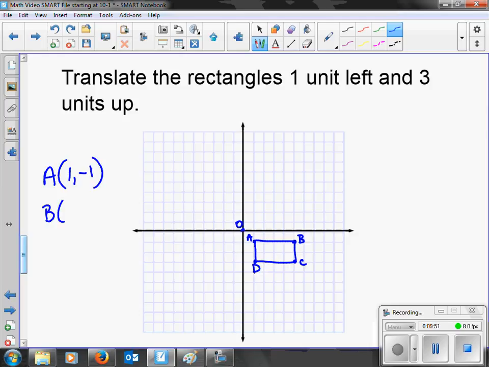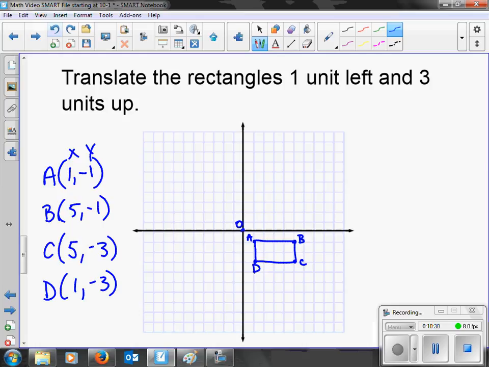B is at 1, comma, oops, not 1, sorry. Remember, this is your x and then y, so x is 1, 2, 3, 4, 5. B's at 5 comma negative 1. And then C is 5 comma negative 3. And then D is at 1 comma negative 3.